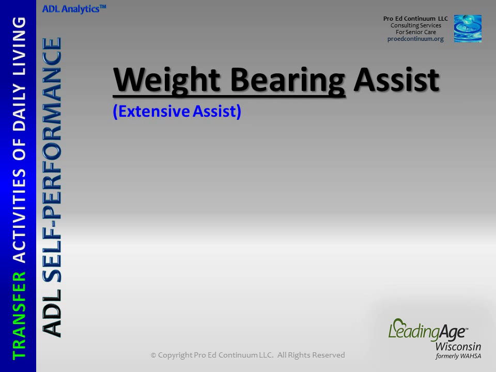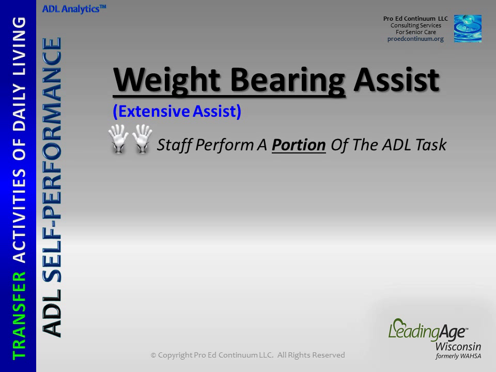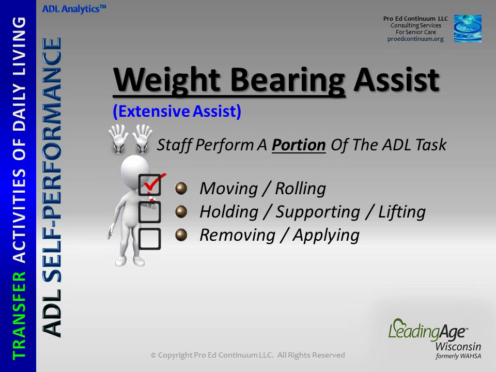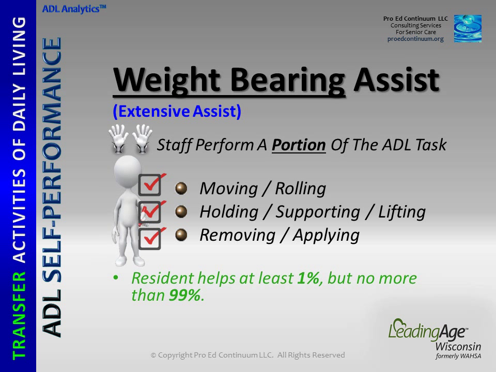Weight-bearing assist, also referred to as extensive assist, involves staff performing a portion of the ADL task with or for the resident. These tasks include moving or rolling, holding, supporting, or lifting, and removing or applying, such as with splints, braces, or prostheses. The resident participates in the ADL task at least 1%, but no more than 99%.